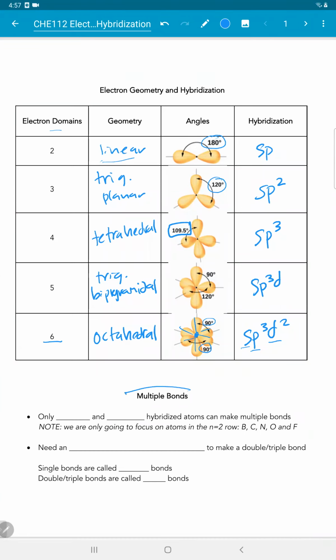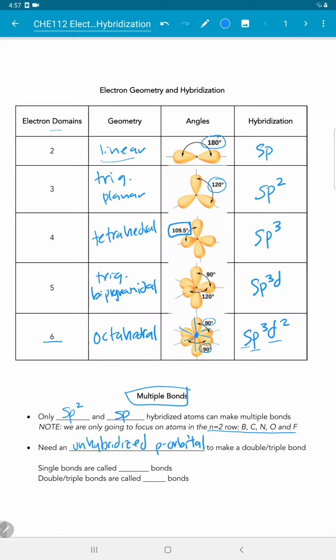So when we are talking about atoms that have multiple bonds, for the sake of this class, we're only going to say atoms that are sp2 and sp hybridized are the only ones that can make multiple bonds. Again, we're going to focus on essentially the n = 2 row, which is like boron, carbon, nitrogen, oxygen, and fluorine. In order to make a double or triple bond, what you need is an unhybridized p orbital.